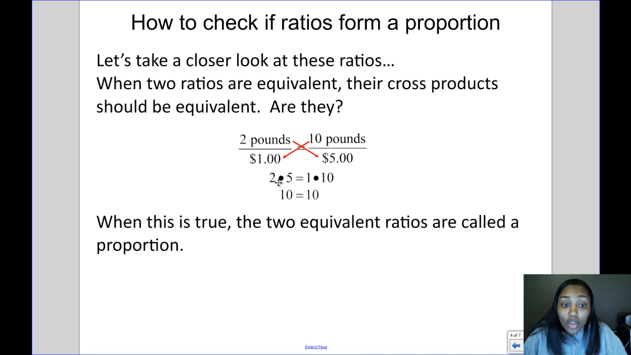So if we look at this example here, we want to know if 2 pounds to $1 is equal to 10 pounds to $5. So what we'll do is the cross products. We'll multiply 2 times 5, and that gives us 10. And then we'll multiply the other side, 1 times 10, and that also gives us 10. Well, because both sides of the equation equal 10, that means that these 2 ratios are equivalent and they are in proportion.